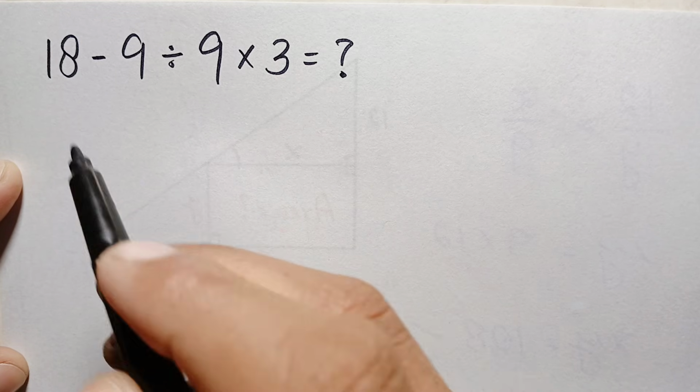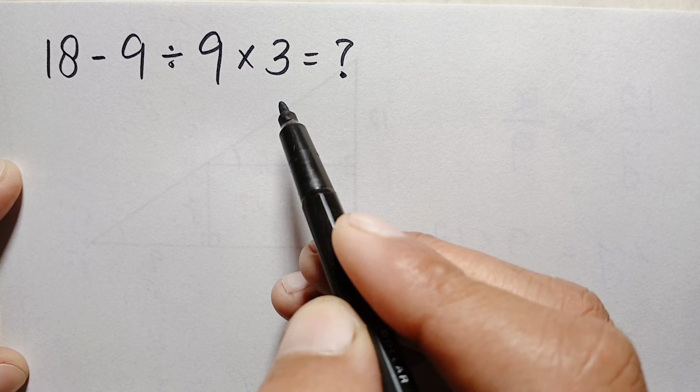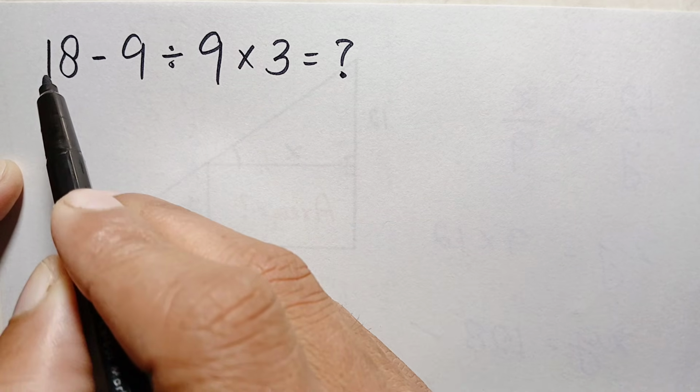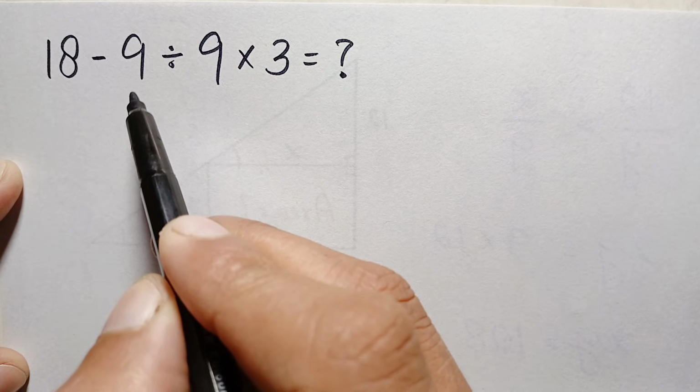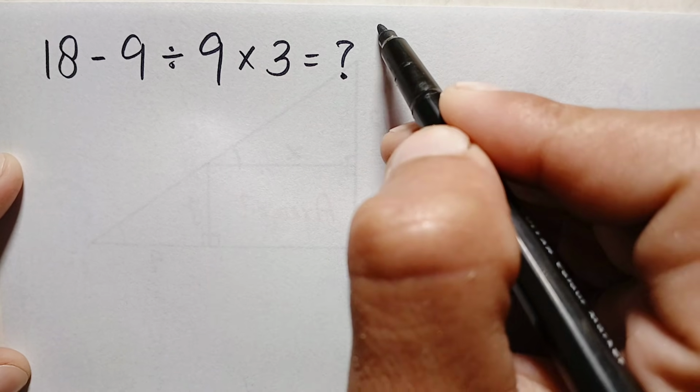What is the correct value of 18 minus 9 divided by 9 times 3? So here it is very simple. 18 minus 9 is simply 9. 9 divided by 9 is simply 1. And 1 times 3 is 3. And 3 is our answer.